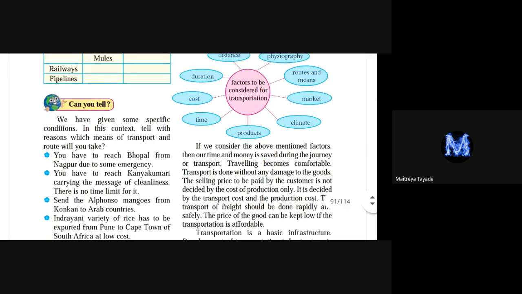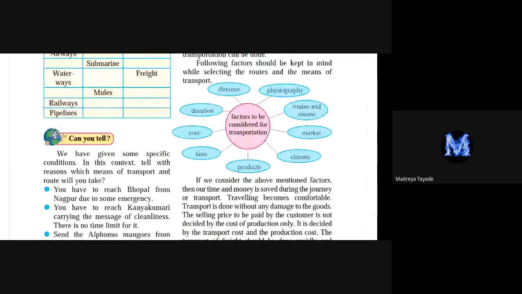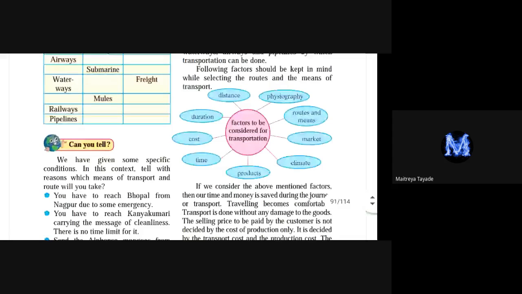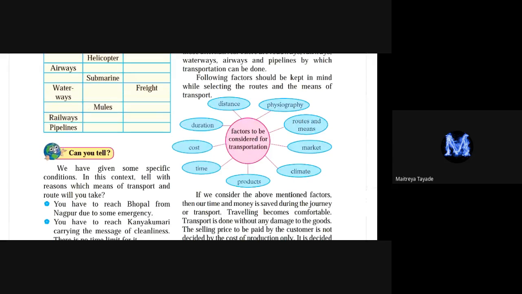Okay friends, now the next one is climate. What are the climatic conditions of the places, you have to consider that. Market also is there. Routes and means, and the physiography of the area or the place you are traveling to, or where the goods have to reach, the destination. So these are some factors which you have to consider while selecting any route or any means of transportation.